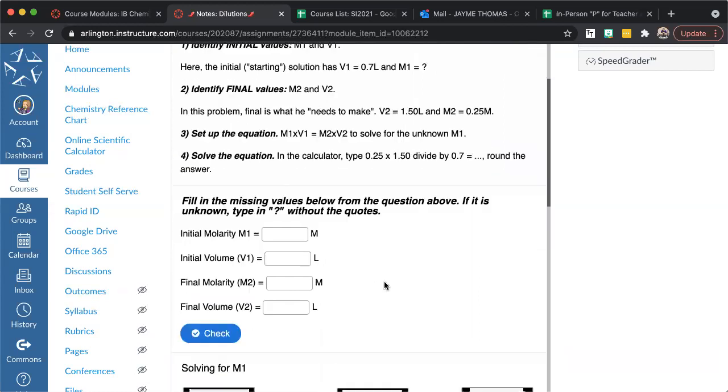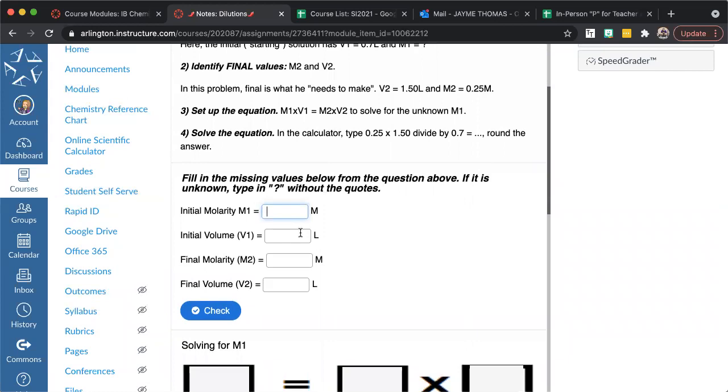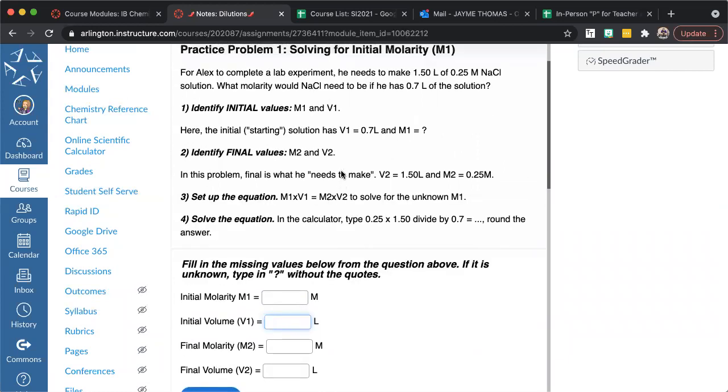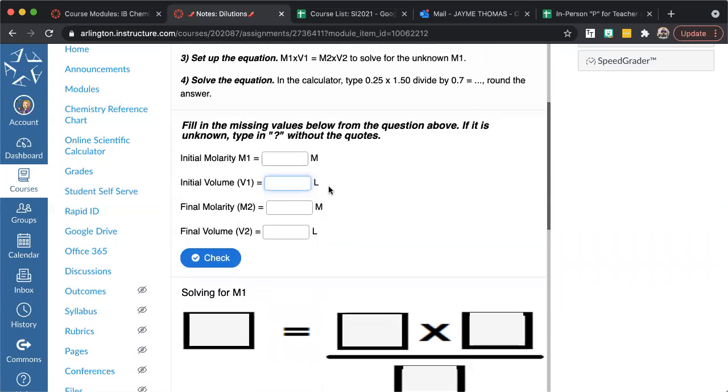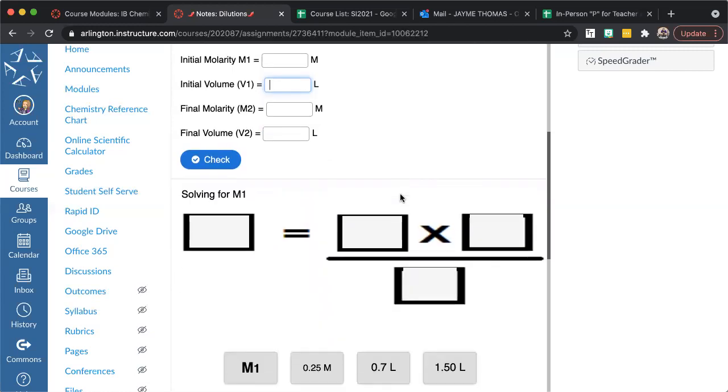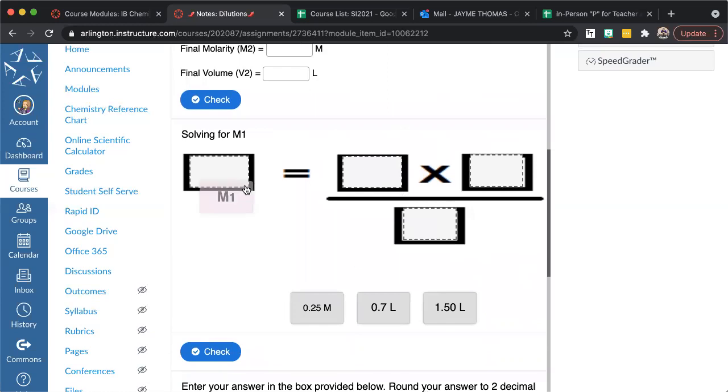Okay. So here it's going to have you type in what are the values that you identify. Okay. For the missing one or the unknown, just type a question mark. Okay. Then you'll rearrange the equation. So I'm solving for M1, and then I need to make sure I put my numbers in the correct spots over here based on how the equation needs to be rearranged.